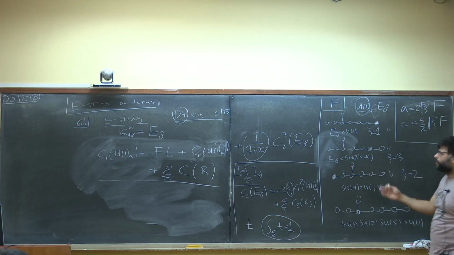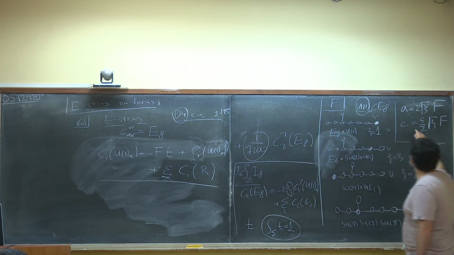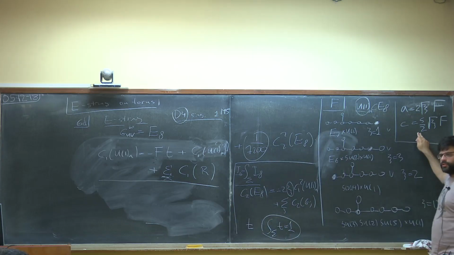So if you find a 4D theory which corresponds to torus compactification with this value of flux, these are the anomalies that this theory should have.